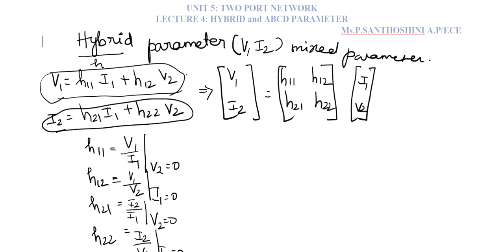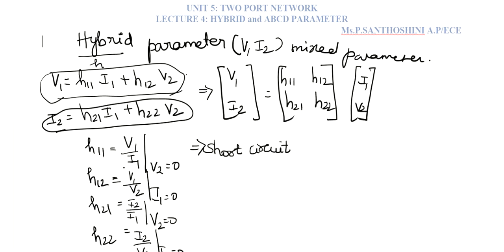So now tell me, justify the names of the four parameters. H11 is equal to V1 by I1 making V2 equal to 0. So is it open circuit or short circuit? It is a short circuit. The name will have two parts: one tells about open circuit or short circuit, and the second name is based on the formula, that is, based on the fraction.